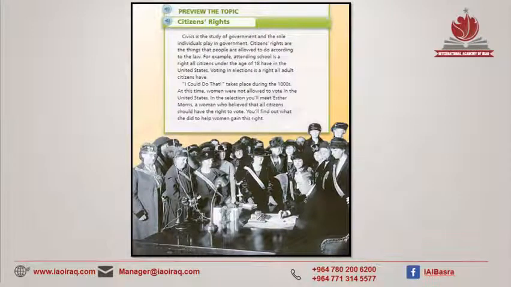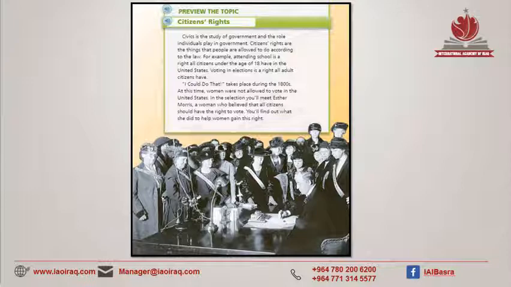Cool, guys, let's check out the preview for the topic. Citizens' rights. Civics is the study of government and the role individuals play in government. Citizens' rights are the things that people are allowed to do according to the law. For example, attending school is the right all citizens under the age of 18 have in the United States. Voting in elections is a right all adult citizens have.